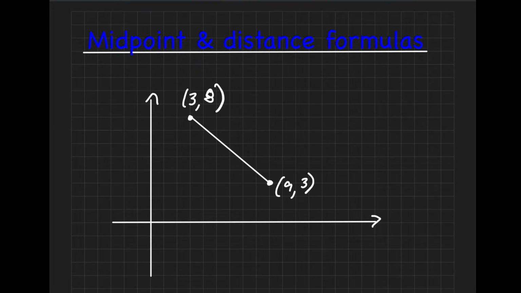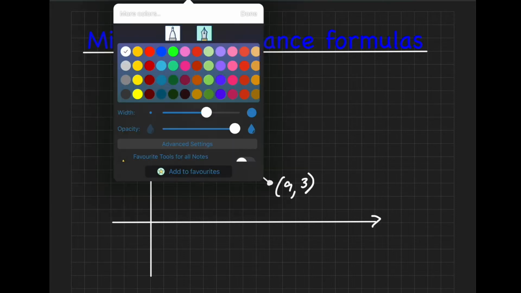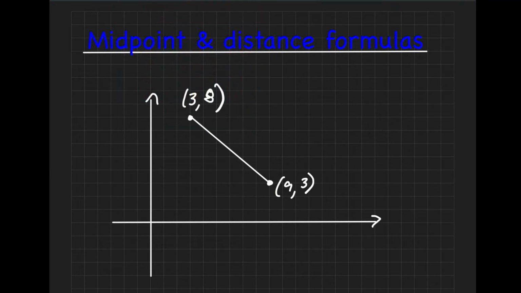And we also want to find the midpoint of that line. So somewhere in the middle there, we have this point here that we want to find. So that's going to be our goal. We're going to come back to having specific values.